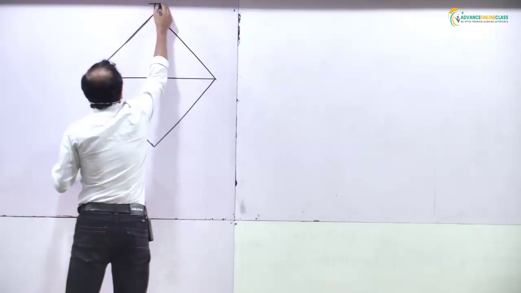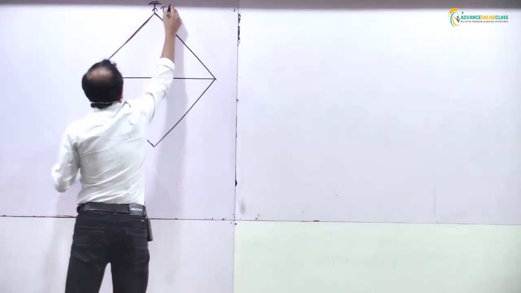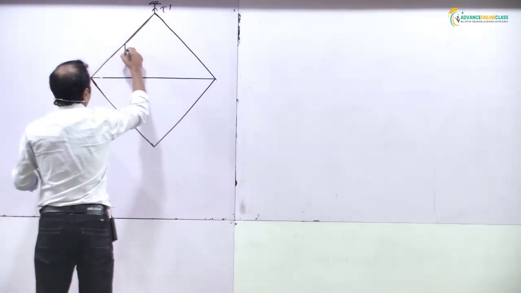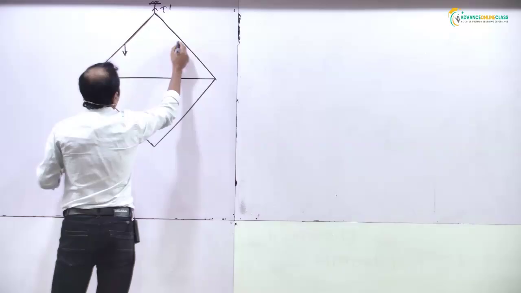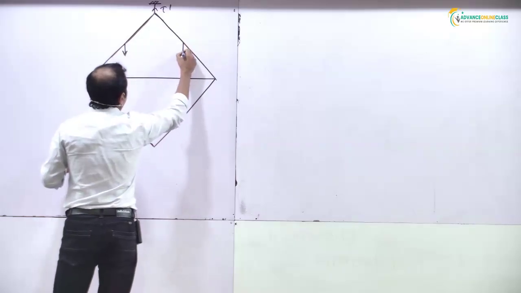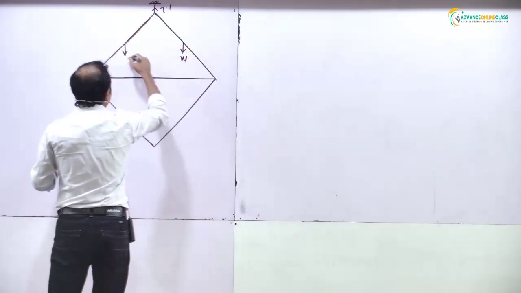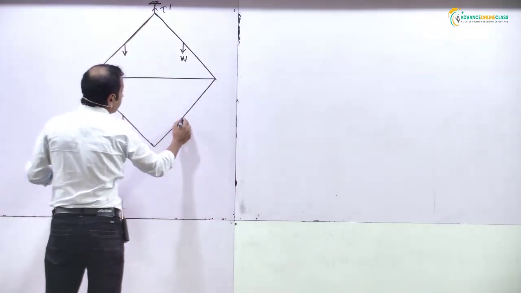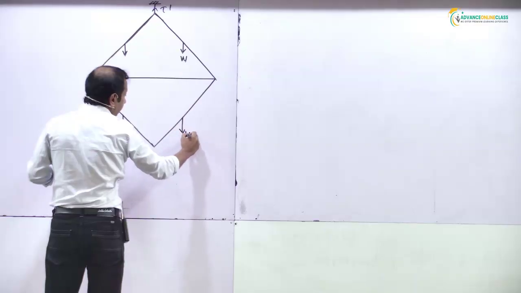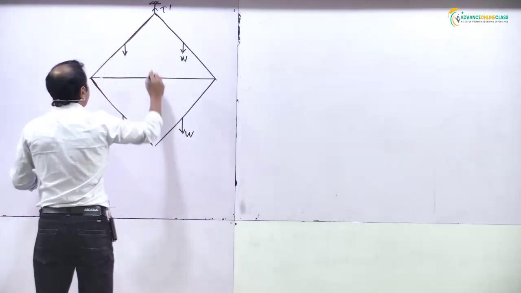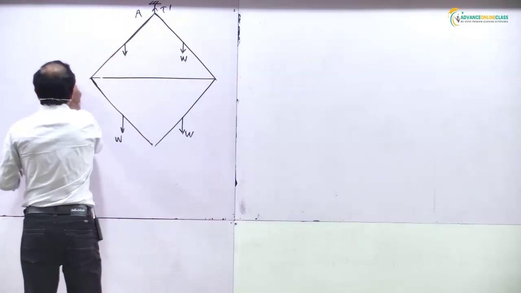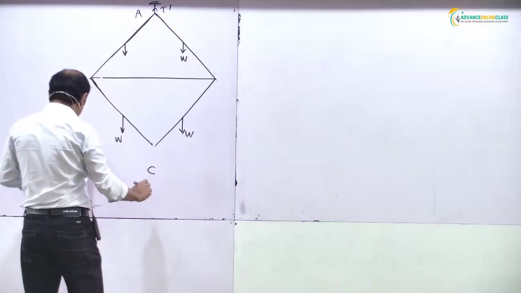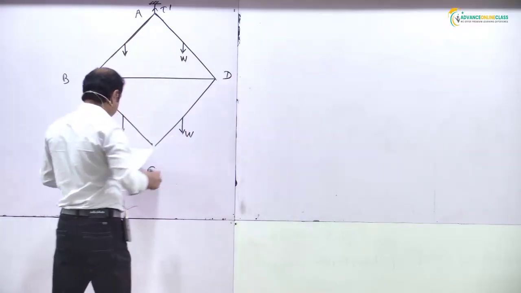Suspended from here. Suppose T dash, square. Weights equal. A here, B here, C here, D here.